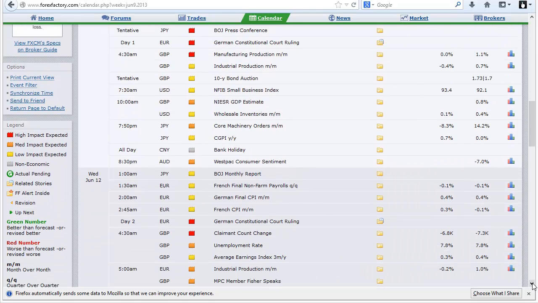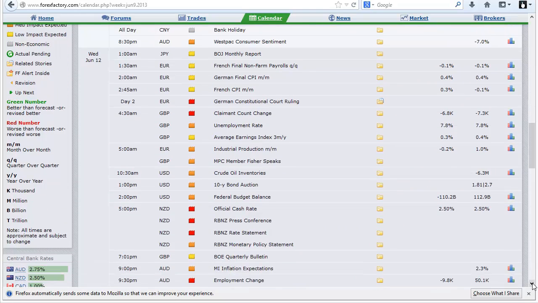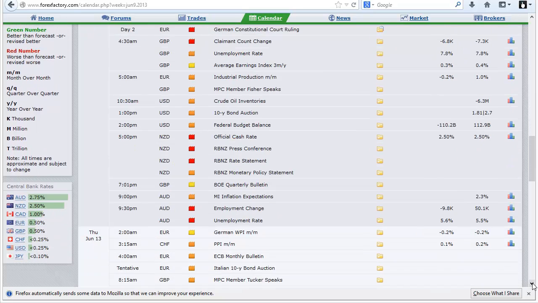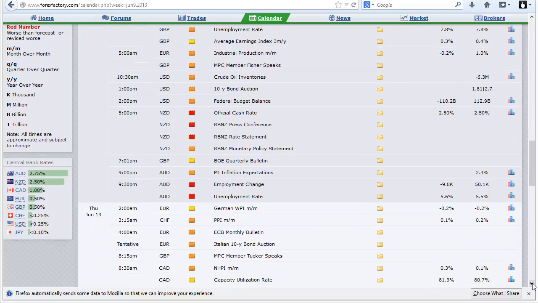German Constitutional Court ruling, whatever that is, out of Europe on Tuesday. Manufacturing production, industrial production, 10-year bonds out of the UK. Core machinery orders and CGPI out of Japan. China continues its bank holiday, the first 3 days of the week at least. Japan on Wednesday, the Bank of Japan monthly report. Europe's got the CPI out of Germany and France, French non-farm payrolls. The UK's claimant count change and unemployment rate. That's kind of a big number for the pound. Industrial production out of Europe. And then in the U.S., finally, crude oil, a 10-year bond auction, the federal budget balance in the afternoon.